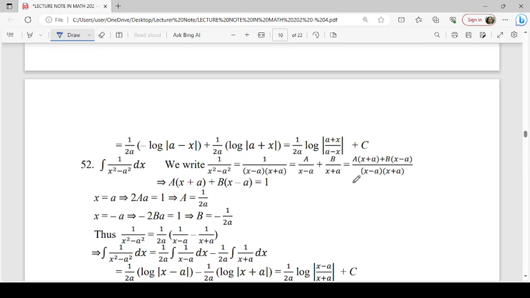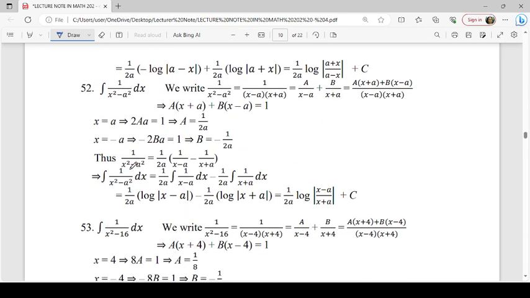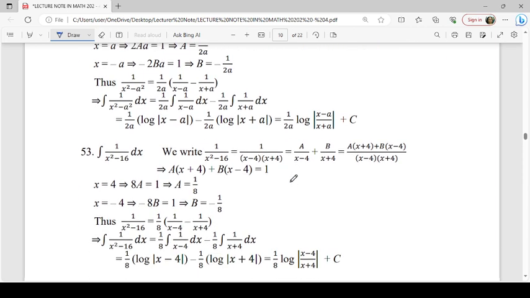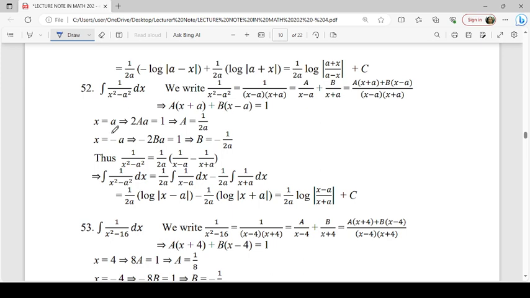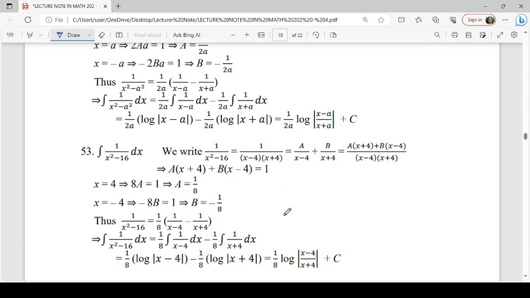Then these are all the same. So it is a linear factor. Linear factor means x is first degree, so these are all in terms of the logarithm function. Now x square minus 16, 16 is a square, so this is x square minus a square. A is 4 here, same.